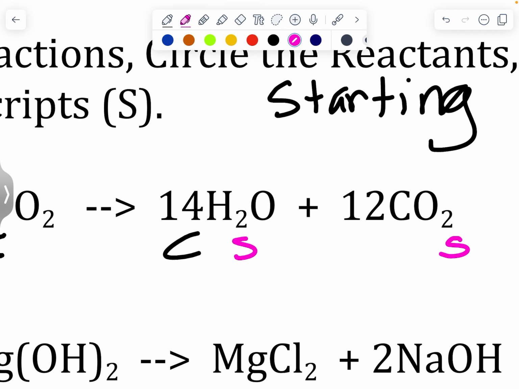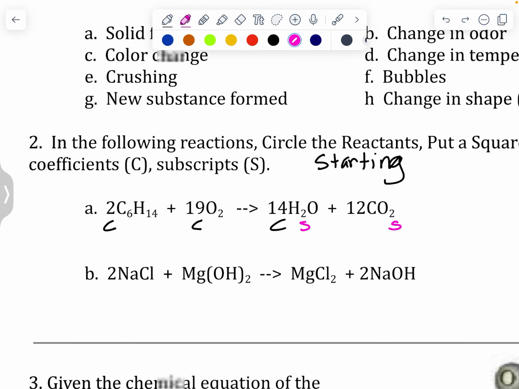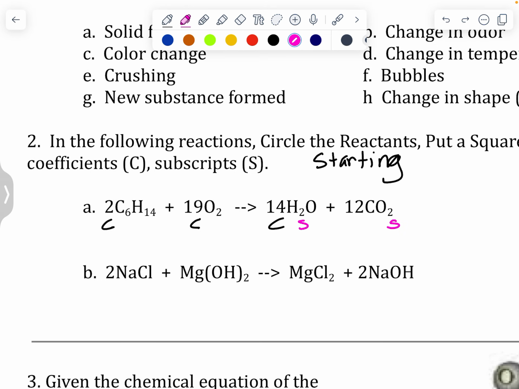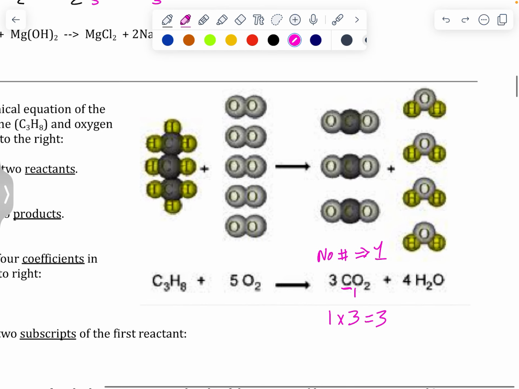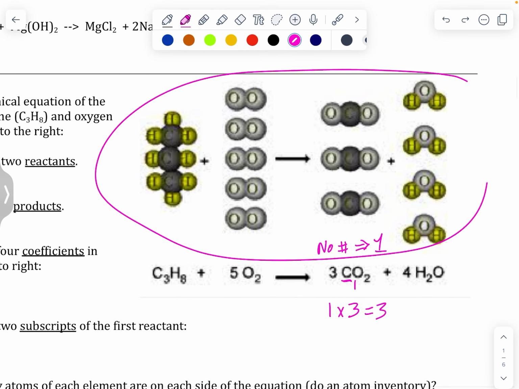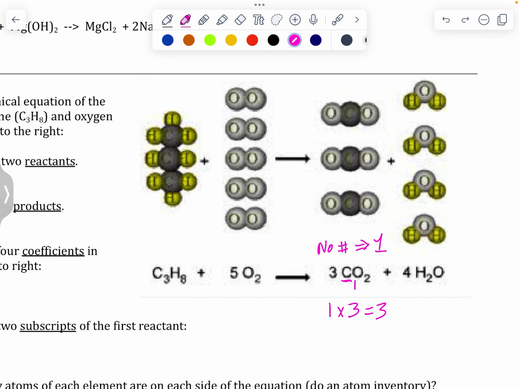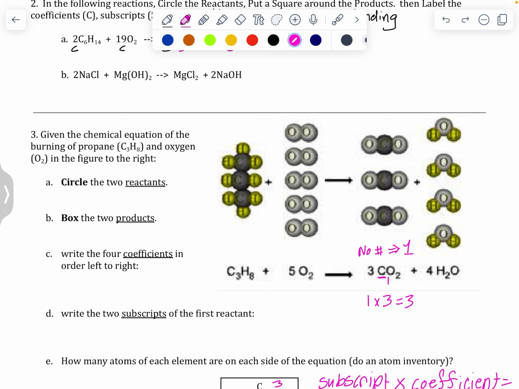Here, there is H2. So there are 2 H's, not 2 O's, 2 H's. And that 2 is a subscript. So go ahead and finish labeling all the coefficients, subscripts, products, and reactants. Then for number 3, you have particle pictures that represent a balanced equation, and you have a balanced equation using chemical formulas. You can either circle and square the particle pictures or the balanced equation.